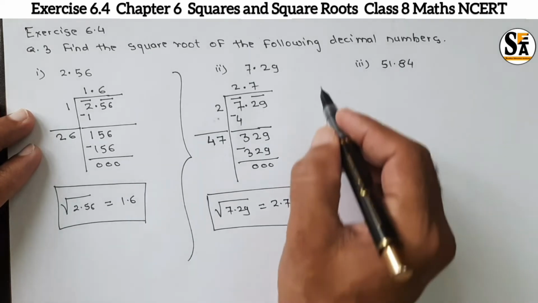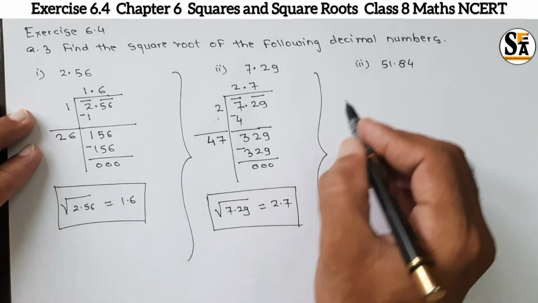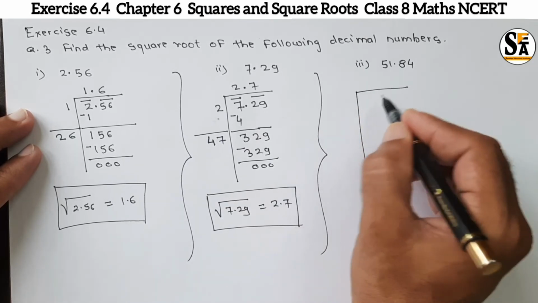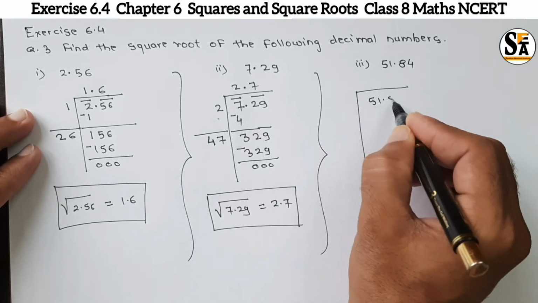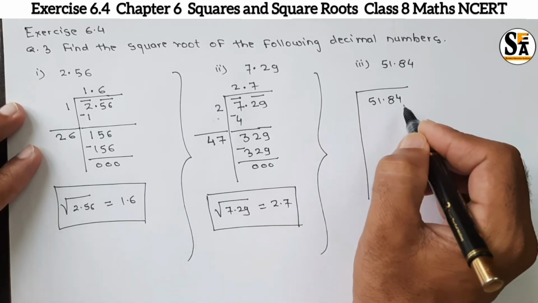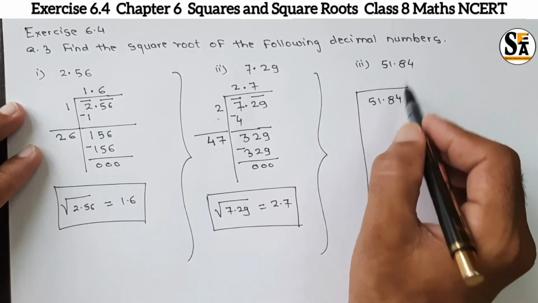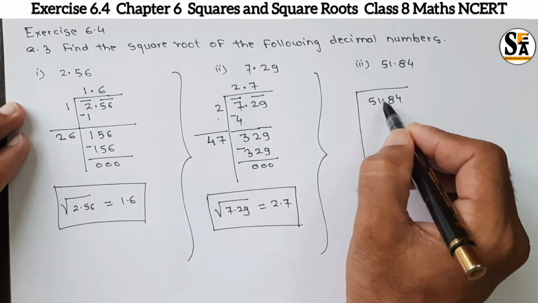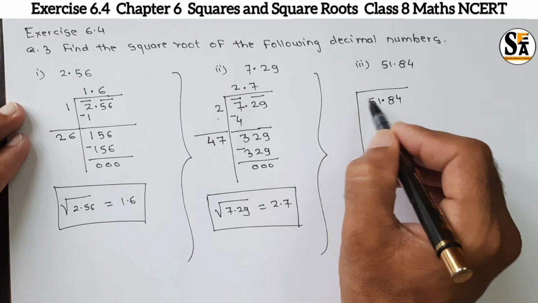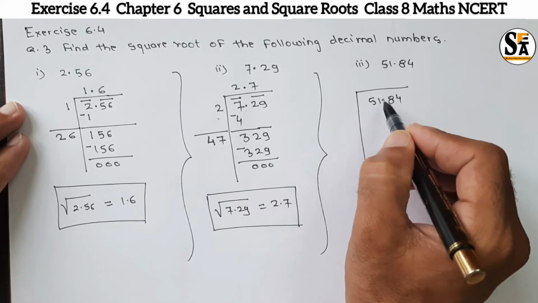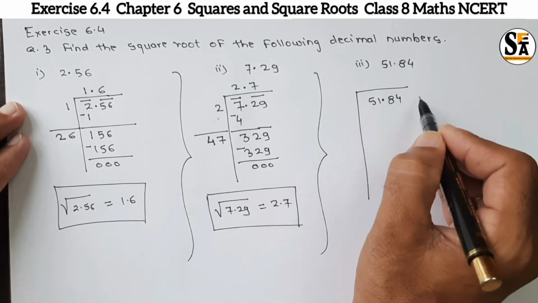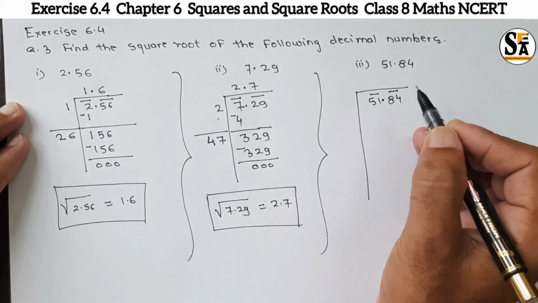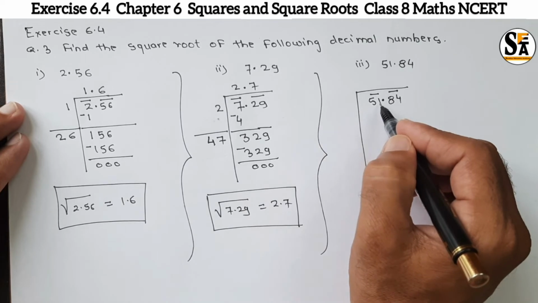Now see the third question, third example, the number 51.84. Take this number in the format 51.84 to make a square root of this number by the division method. Again see, there is a decimal point. Make the groups and mark the bar before the decimal point and after the decimal point. So 51 will be first and 84 will be the next group. See, 51 will be the first group.